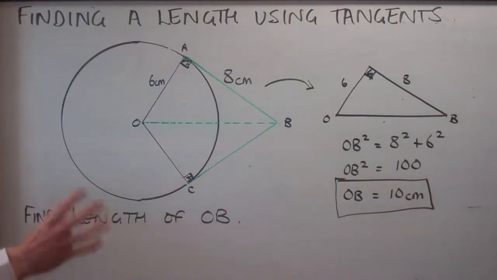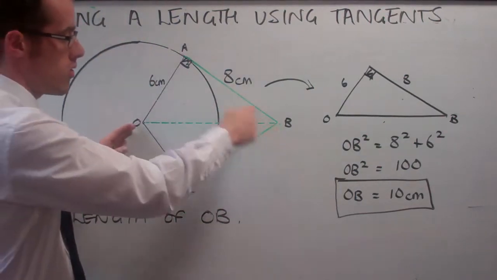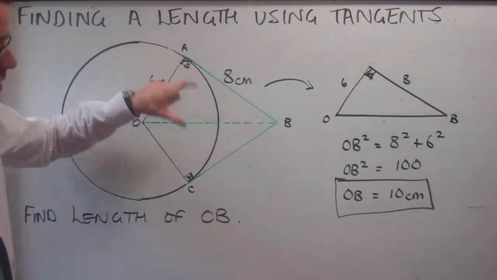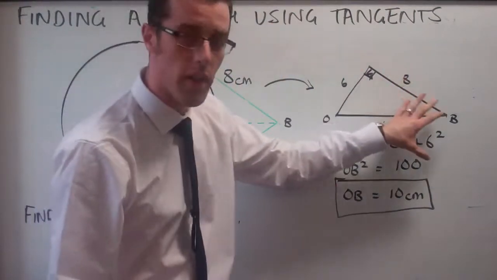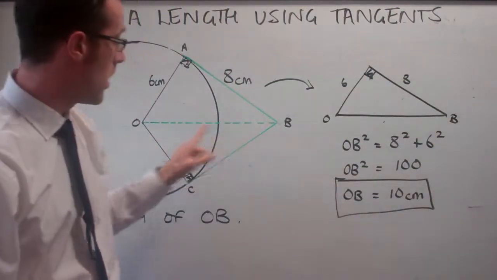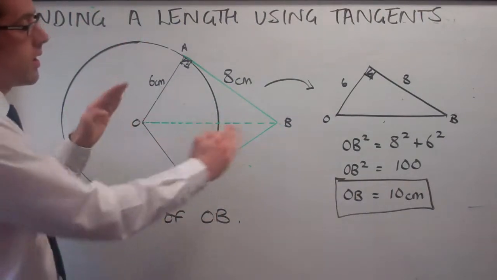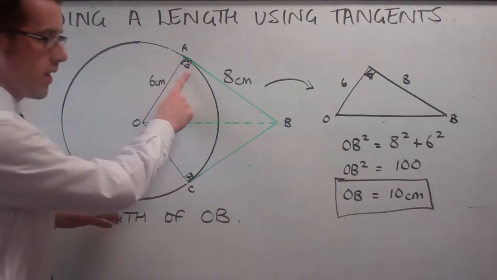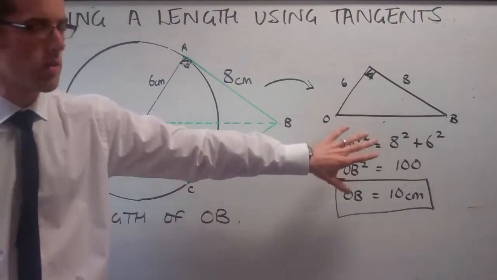So remember, what I've done is, I have used the fact that a radius and a tangent intersect at right angles all the time to prove that there's a right angle here, which has then allowed me to use Pythagoras' theorem to figure out the length of OB. Okay? So without knowing that a tangent and a radius meet at right angles, I wouldn't be able to get that, and then I wouldn't be able to use Pythagoras' theorem because it only works for right angled triangles.